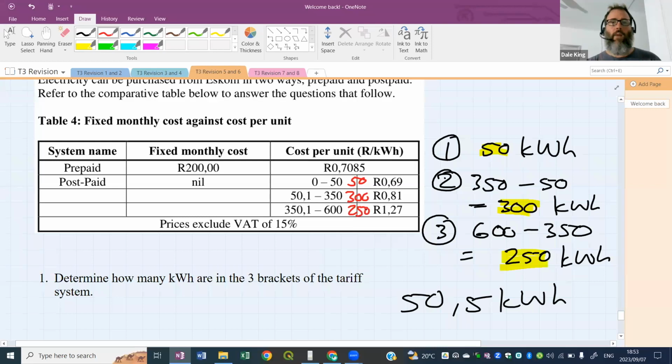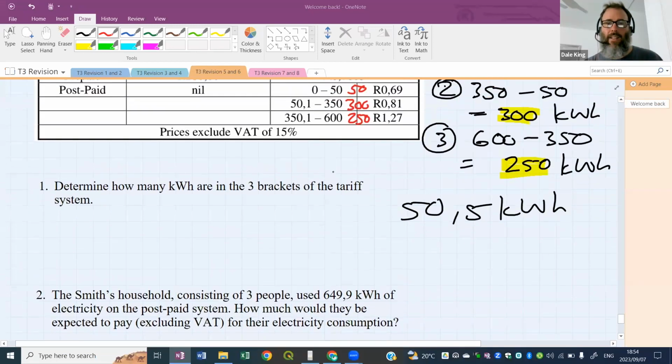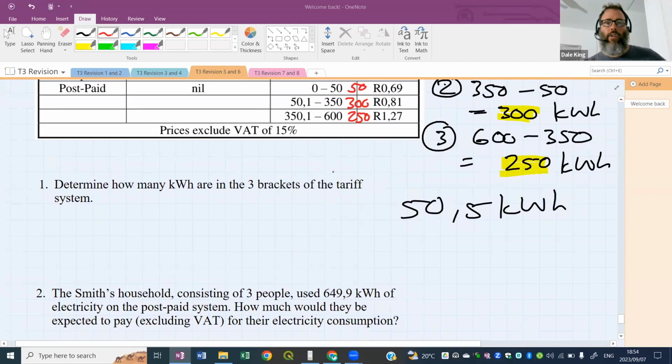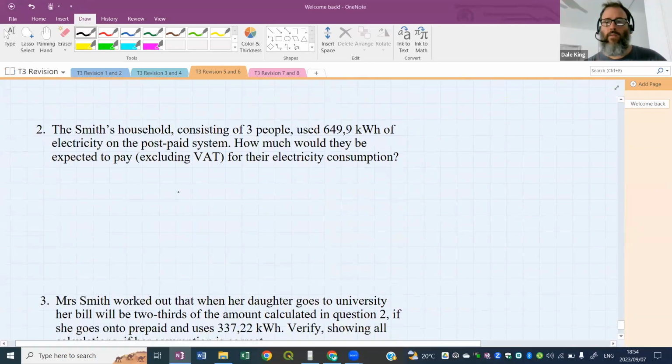Now we're going to do the question that we always see. If we have 649,9 kilowatts, how much will they pay? I'm going to run through this very quickly, because we don't have much time left. We still have to give you a quiz. So 649,9.